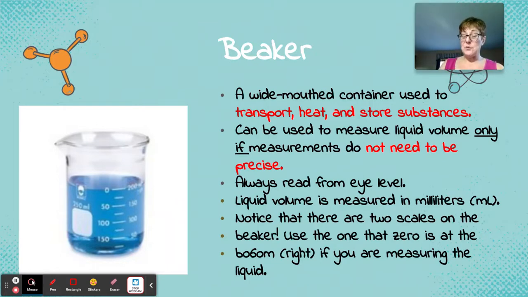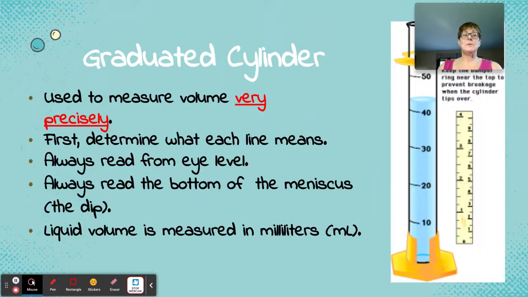Milliliters is how we measure the volume of liquid. You always get down at eye level. And we only use the beakers if we don't need super accurate measurements. All right. Our beakers are glass. Graduated cylinders: ours don't look quite like this, and most of ours are plastic. I wish they were glass, but we do have plastic.